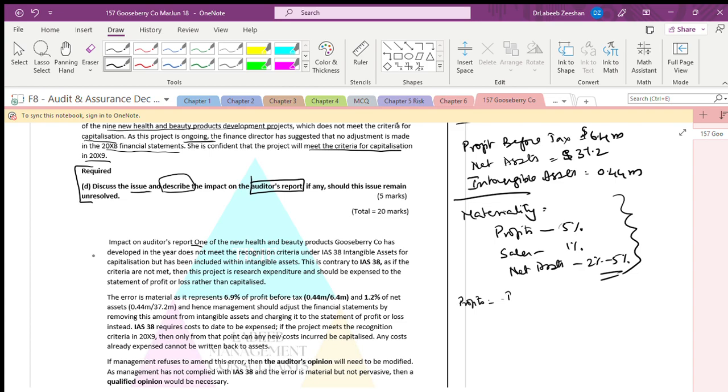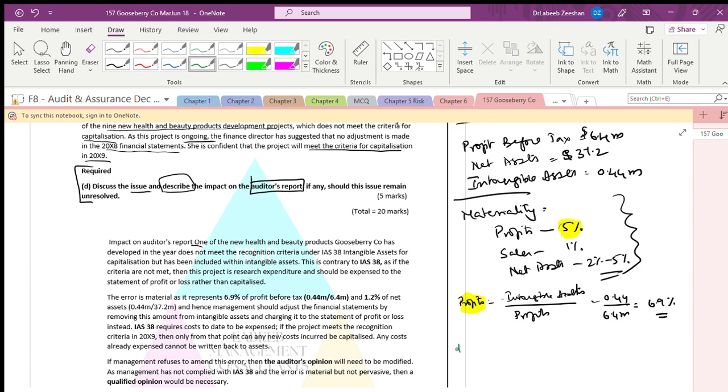You have to take intangible assets divided by profits. Profit before tax is 0.44 divided by 6.4 million. It comes to 6.9%. See what I told you: if it is more than 5%, it is material.